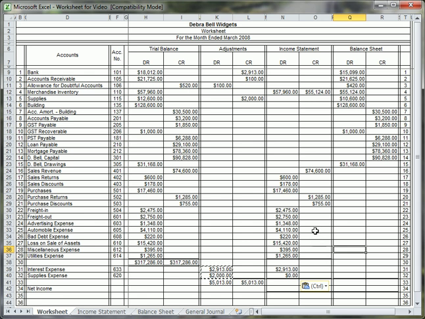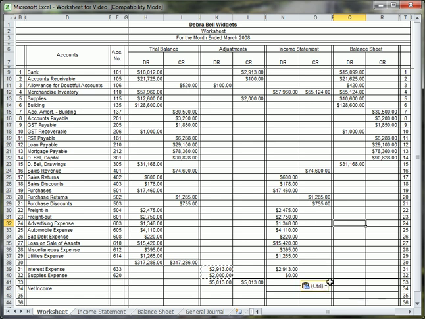Okay, now we have all the amounts in the income statement and balance sheet. Let's finish the income statement here first. Let's sum all of these numbers from bank, and actually it's just these four values here.